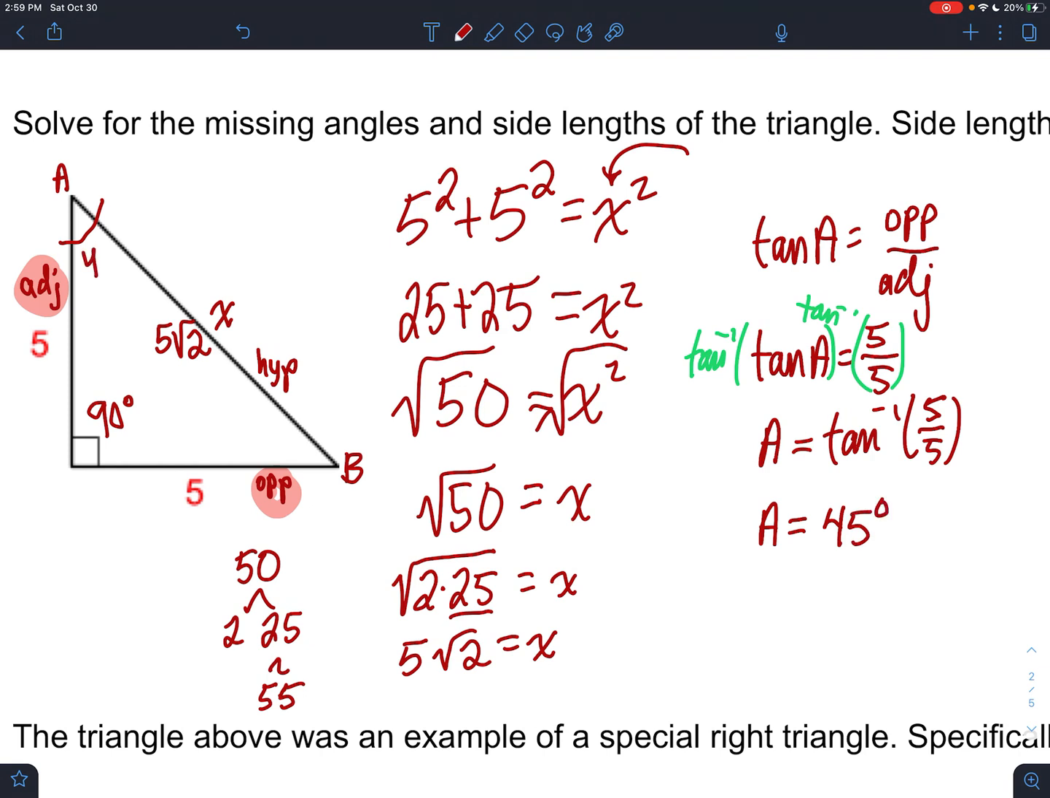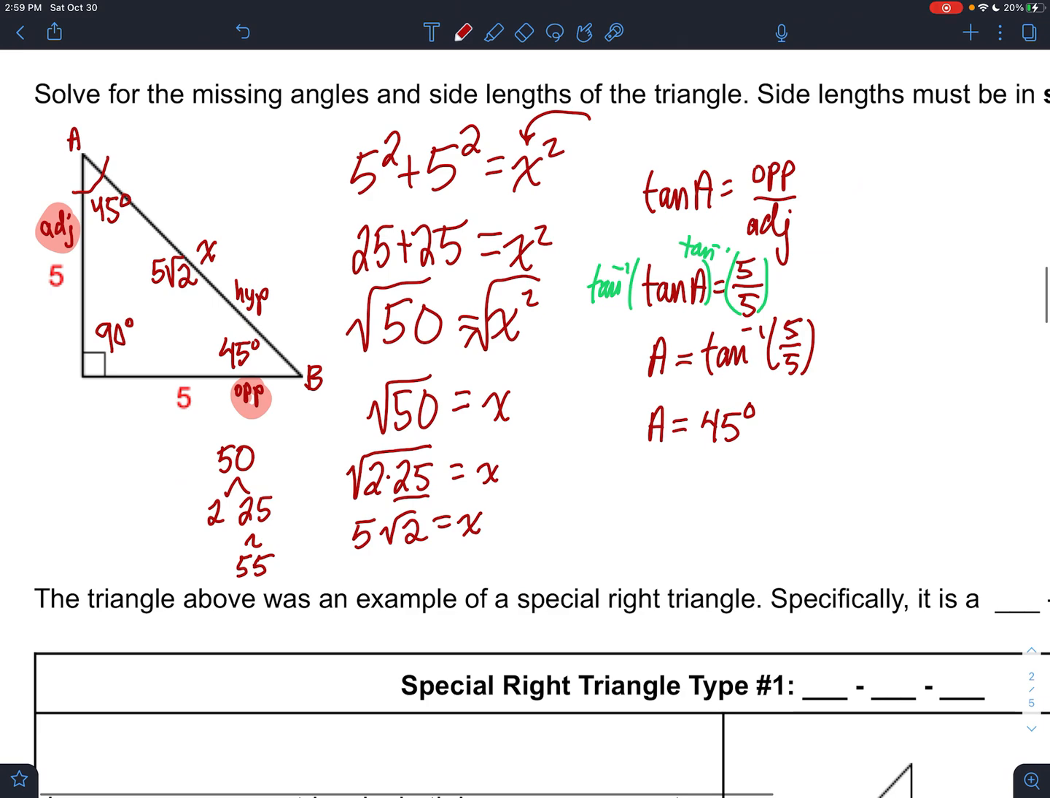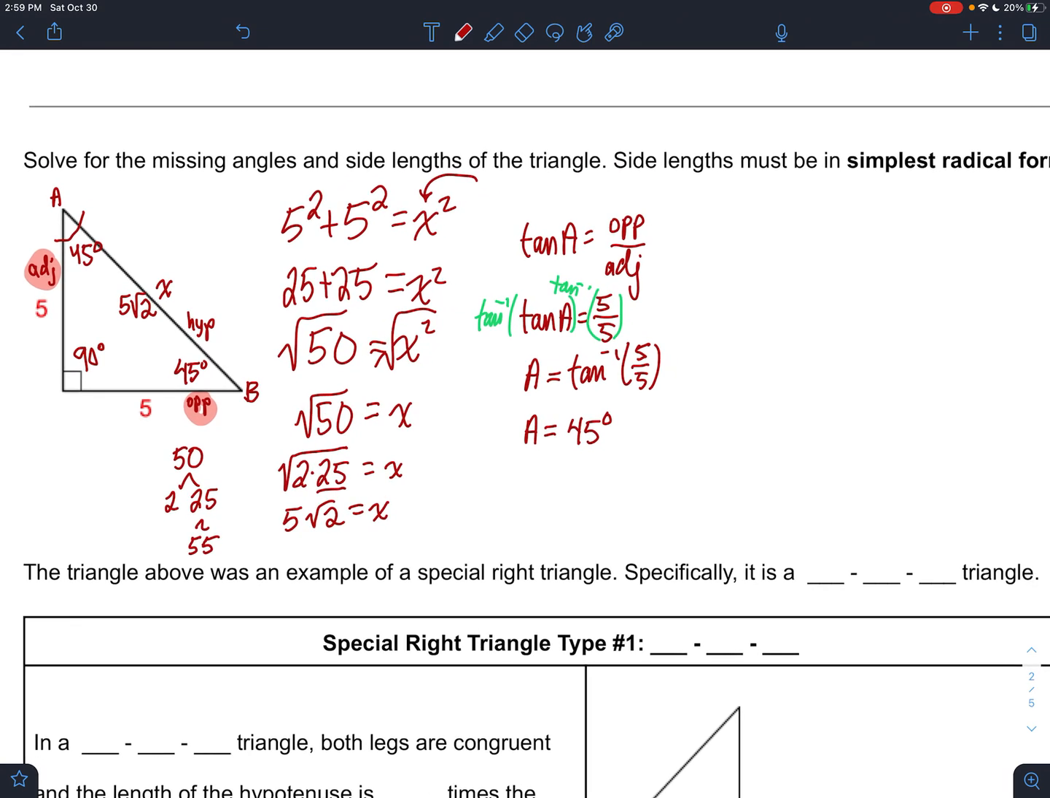Okay, so we're almost done here. But if we have a 90 degree and a 45 degree, this one needs to be 45 too, because they all have to add up to 180, the angles. Okay, so that's it. We solved for the 3 angles and the 3 sides. So let's summarize here. We call this a 45, 45, 90.